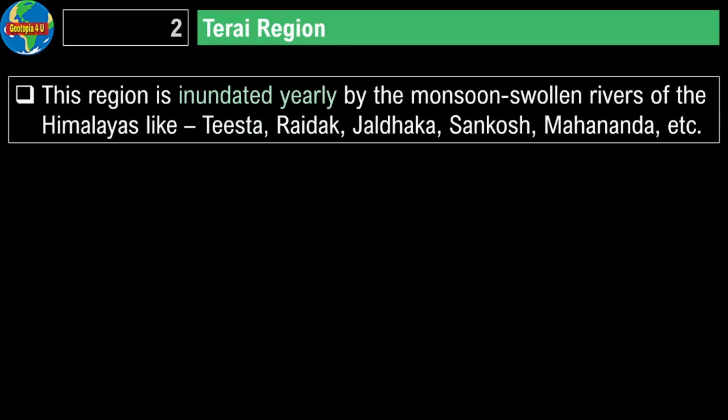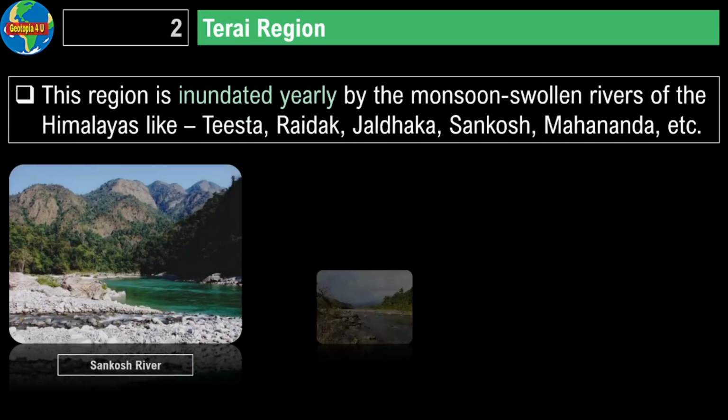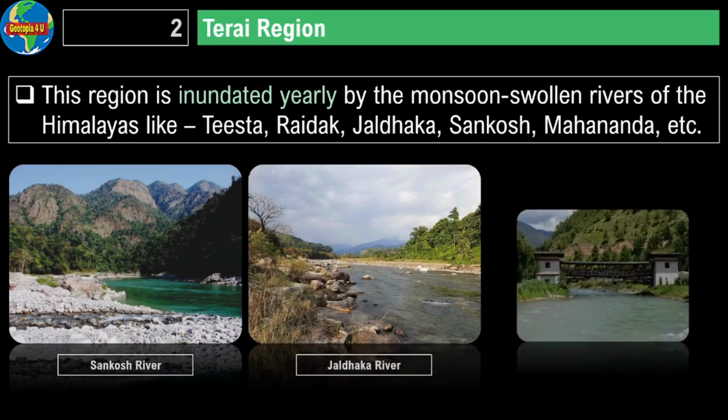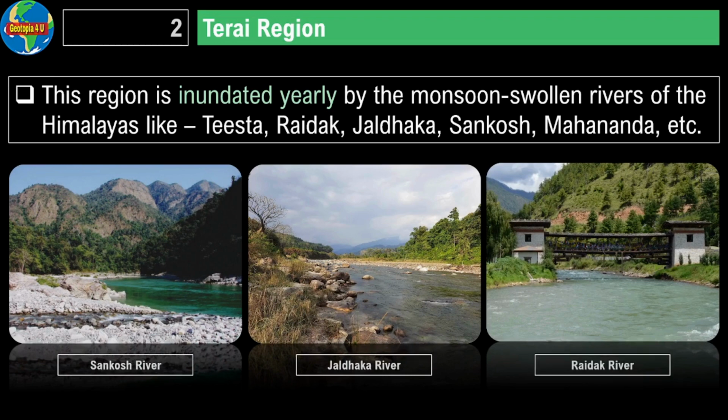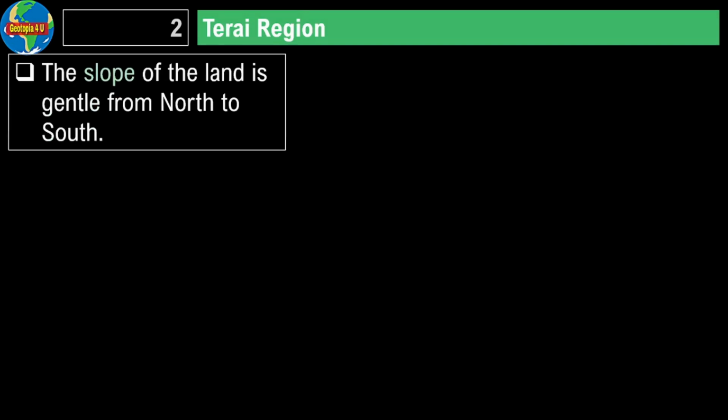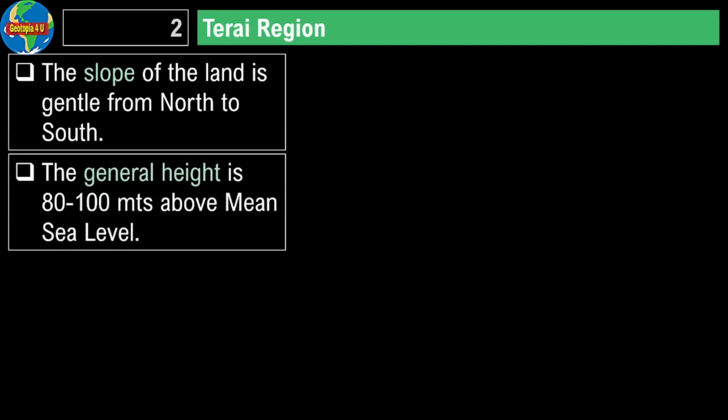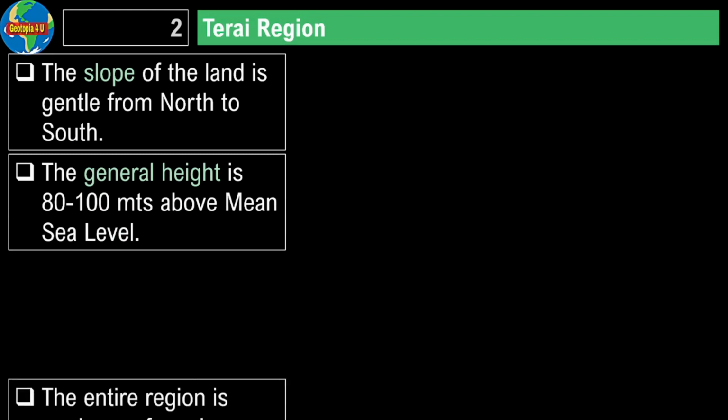The region is inundated yearly by the monsoon-swollen rivers of the Himalayas like Tista, Raidak, Jaldhaka, Sankosh, and Mahananda. In these three pictures, you will find the Sankosh River, the Jaldhaka River, and the Raidak River. The slope of the land in the Tarai region is gentle and from north to south. The general height is 80 to 100 meters above mean sea level.